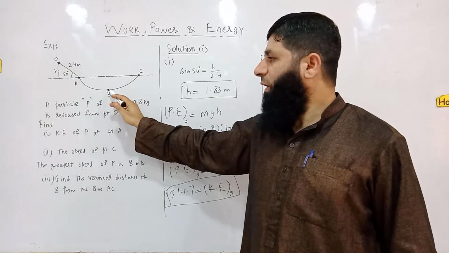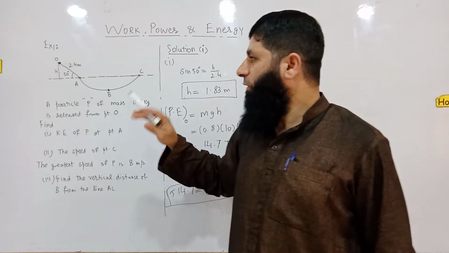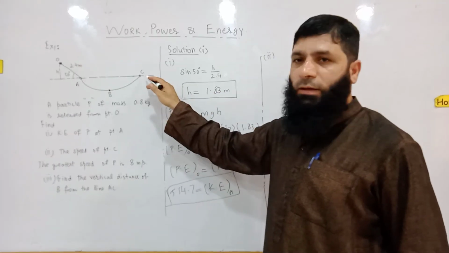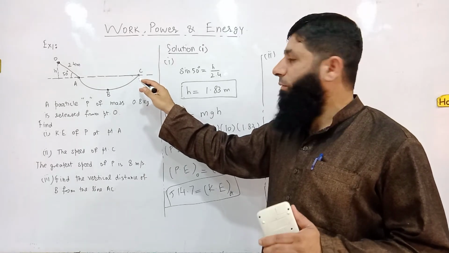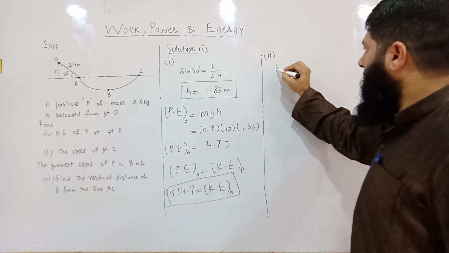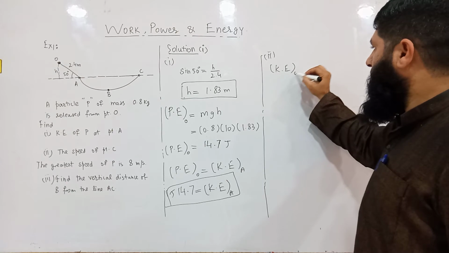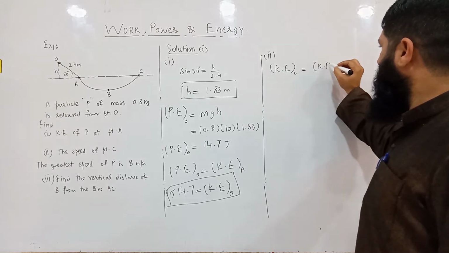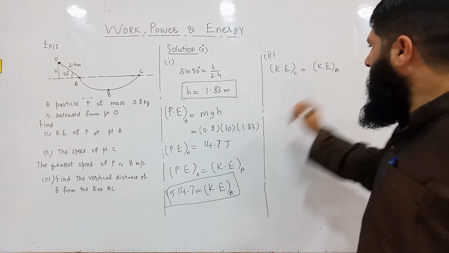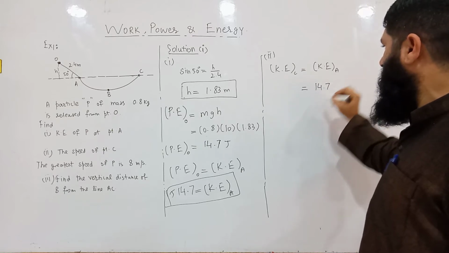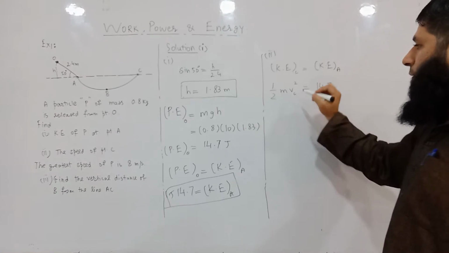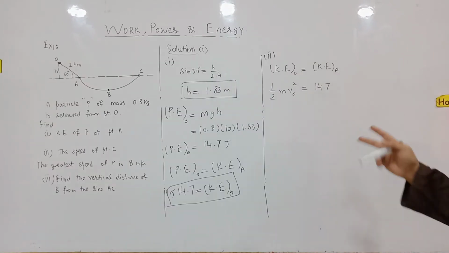The kinetic energy of this particle will be maximum at point B. And when this particle comes to point C, its kinetic energy will be equal to the kinetic energy of the particle at point A. So we can write that the kinetic energy at point C will be equal to the kinetic energy at point A, which is 14.7, and the formula of kinetic energy is half mv squared, where Vc is the speed of the particle at point C.